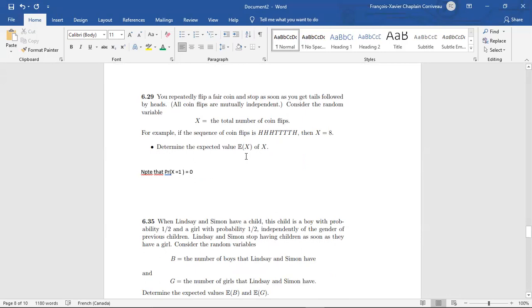Well, I'm going to use the definition. Why not use the definition? There's nothing wrong with the definition of expected value. So again, the definition will be the sum over x in the range of x. I take all values x and I multiply them by their corresponding probabilities. Okay, so now what is the range of x?